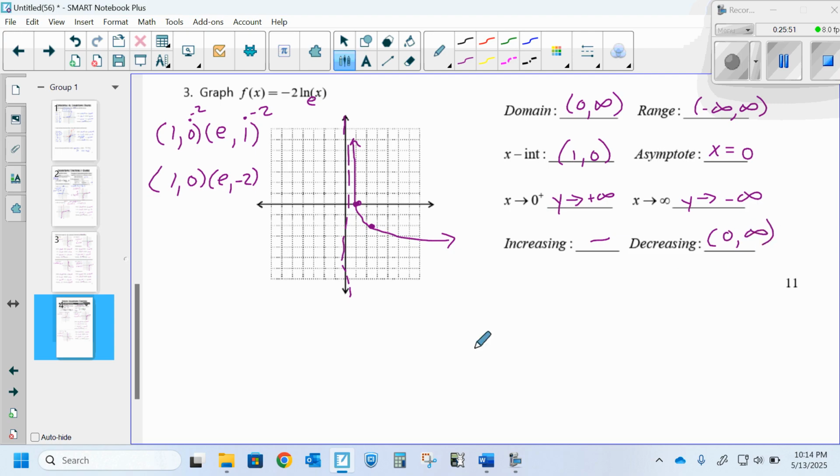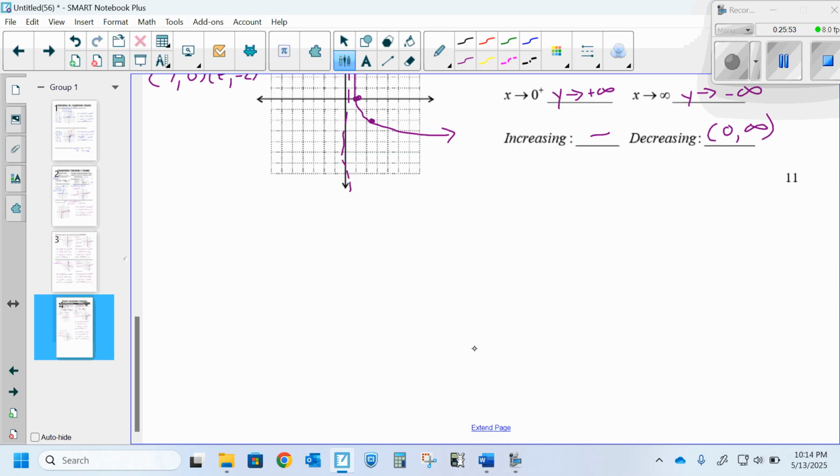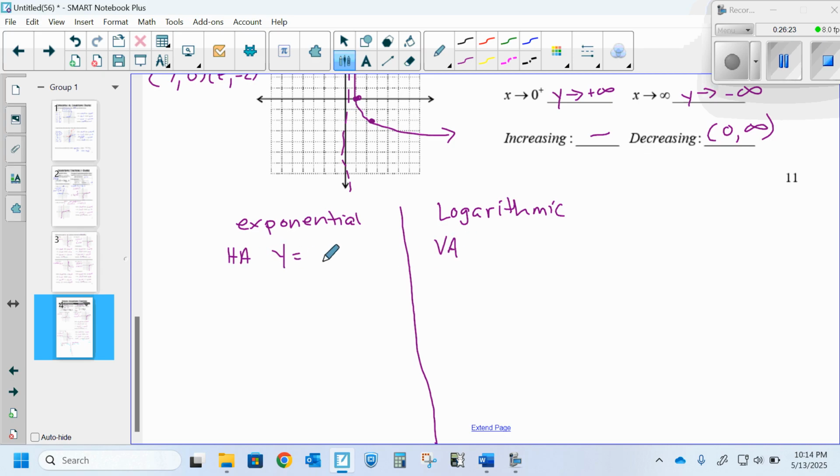Okay, so I want to do a little thing here. I know I can draw a table, but I'd rather just write it. So I just want to do a little comparison table here. You have exponential and you have logarithmic. Okay, you're going to have a horizontal asymptote. You're going to have a vertical asymptote. This is for the parent graph, okay?